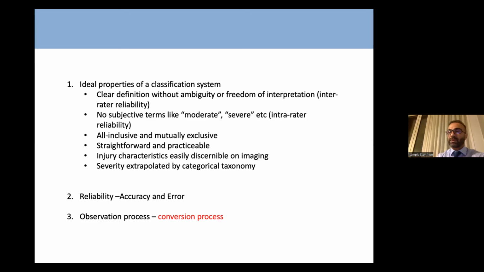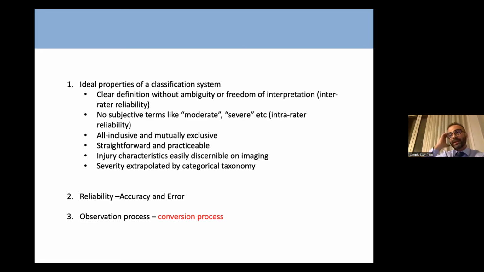It should be practicable, which means it should be simple enough for me to apply it in everyday practice. It should have characteristics that are easily discernible on imaging, in our case usually a CT scan. And the severity, although maybe not mentioned by the classification itself, should be inferred by the taxonomy, by the way the classification system is structured. A classification system should be reliable.